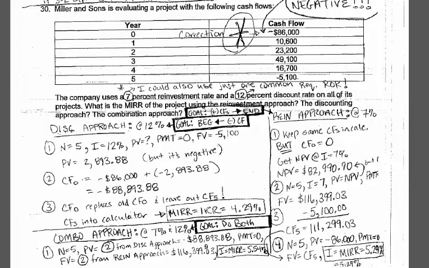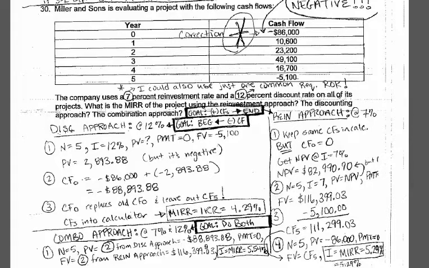Okay, moving to the reinvestment approach. You're going to use the reinvestment rate that they gave us, which is 7%, and you're going to keep it. One reason to do the discount approach first is because you can keep your same cash flows in the calculator, if you know how to do this. But you want to make your cash flow 0, in this case, 0.